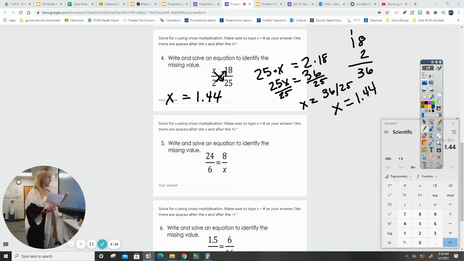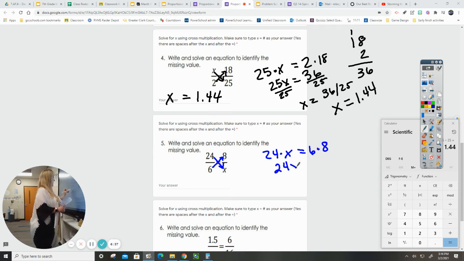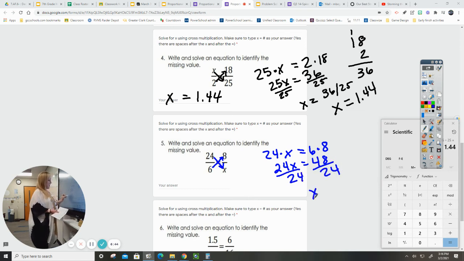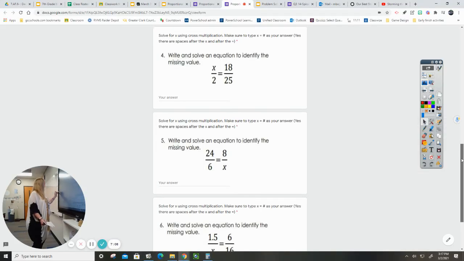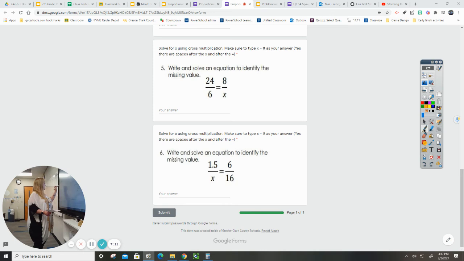I'll go ahead and do the next color. 24 times x equals 6 times 8. 24x equals 48. Divide both sides by 24. X equals 2. Guess what we're typing? X, you know it, space, equals, space, 2. Bye-bye. Got it. Cross your fingers. Okay. Did you see that computer just freaked out? It's because we're too smart, peoples.